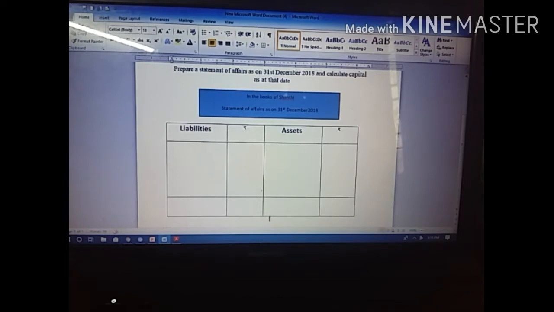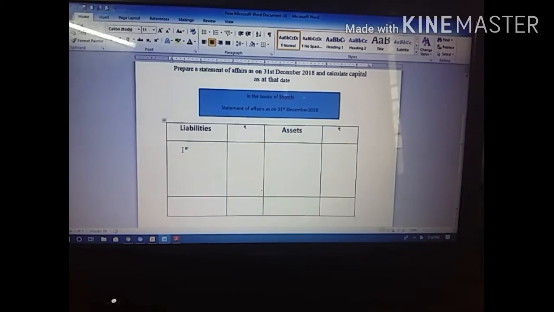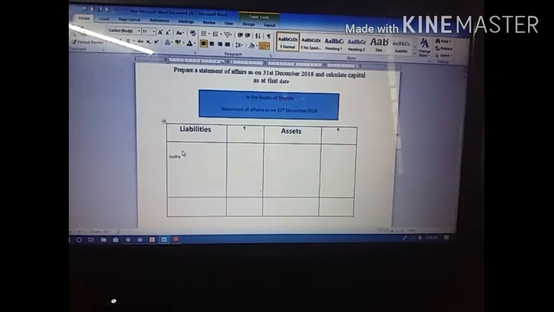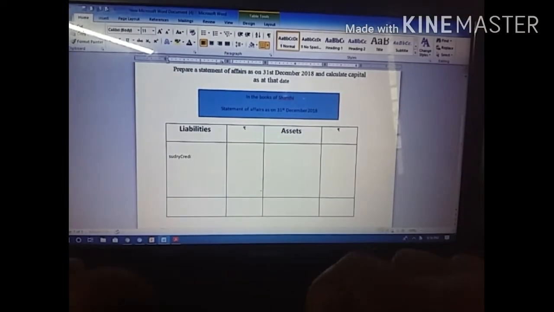So likewise you have to open. Liabilities and assets: we have bills receivable, bills payable, machinery, furniture, sundry creditors, stock, debtors, cash. First the liability side. Bills payable and sundry creditors are given, so only two things come under the liability side. First I am going to write the sundry creditors.